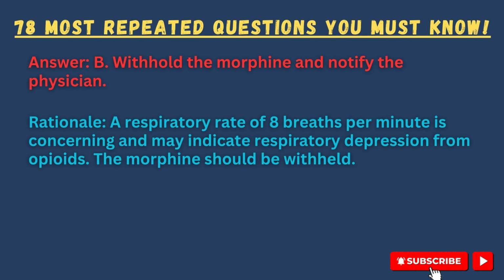Answer. B. Withhold the morphine and notify the physician. Rationale. A respiratory rate of 8 breaths per minute is concerning and may indicate respiratory depression from opioids. The morphine should be withheld.